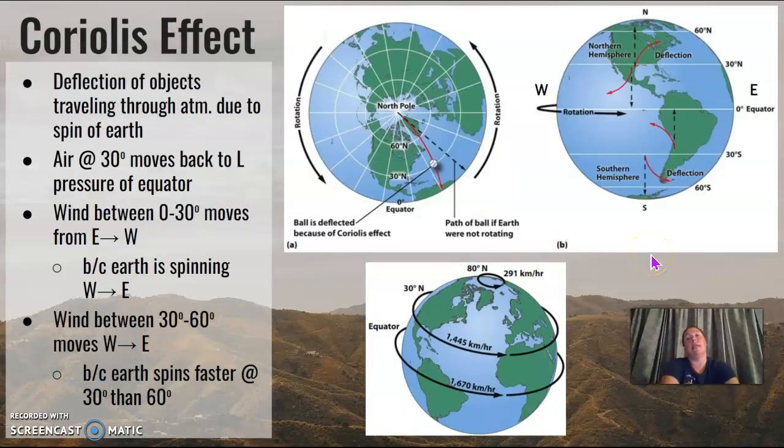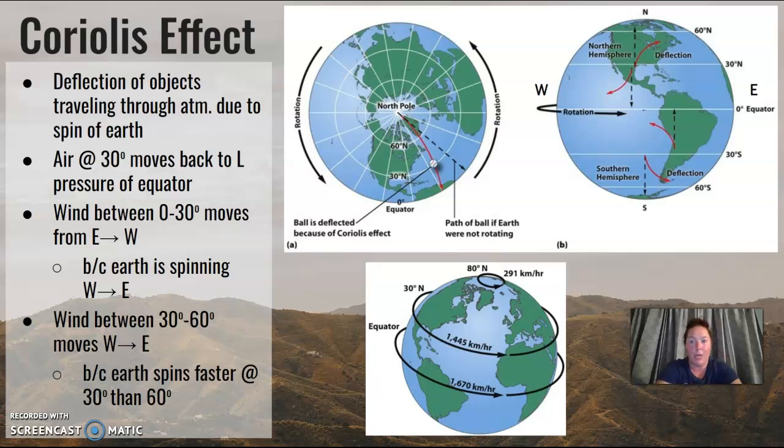So the Coriolis effect is the effect of the Earth's spin on objects in the atmosphere. So it's the deflection of objects traveling through the atmosphere due to the spin of the Earth. Air at 30 degrees moves back to that lower pressure that we just talked about at the equator. The wind from 0 to 30 degrees is going to move from east to west because the Earth is spinning west to east. And you should have seen that in your activity today. The wind between 30 degrees and 60 degrees is going to be moving west to east. That's because of the rate of spin that's happening.